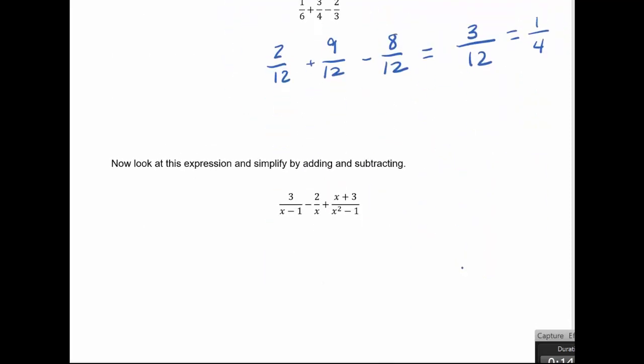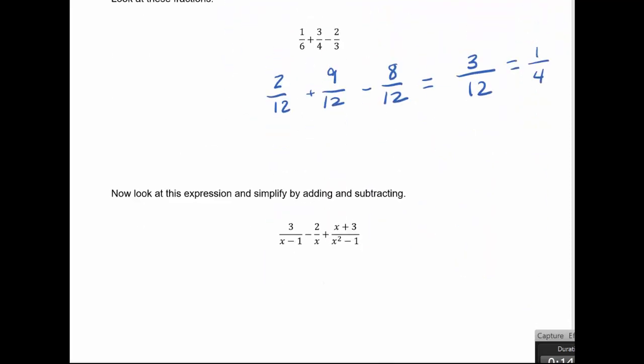I want you to keep that in mind when we go to this next problem. We've got x minus 1, x, and x squared minus 1. We've got to come up with an LCD, a lowest common denominator. The very first thing that I would recommend you doing is factoring the denominators. X minus 1. I cannot take the square root of x, so I will leave it alone.